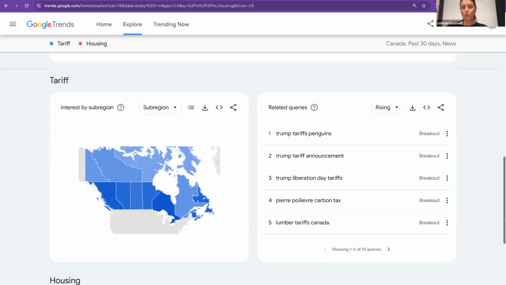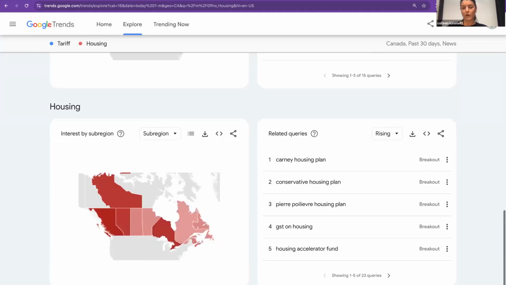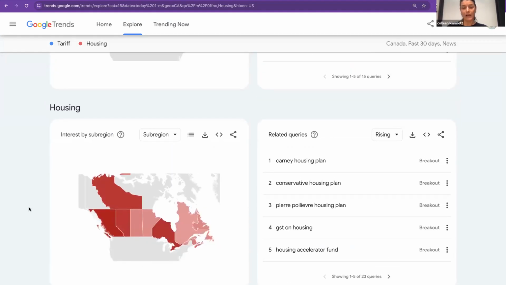And we can see here, again, what kind of questions are people asking around the tariffs? What kind of questions are people asking around housing? So there is interest in the Housing Accelerator Fund, GST on housing. And here's Pierre Poilievre voting record. Here's a former housing minister. So that might be, again, information you could provide to readers.